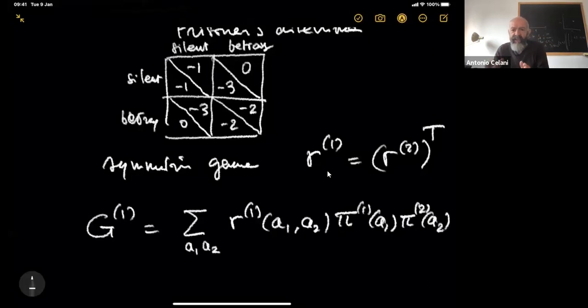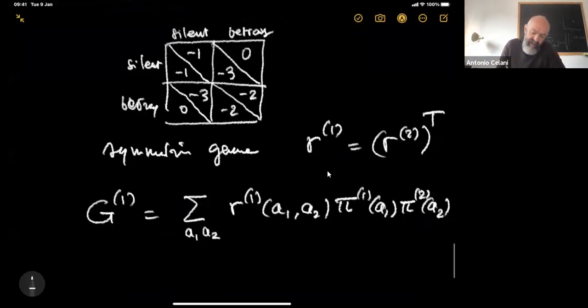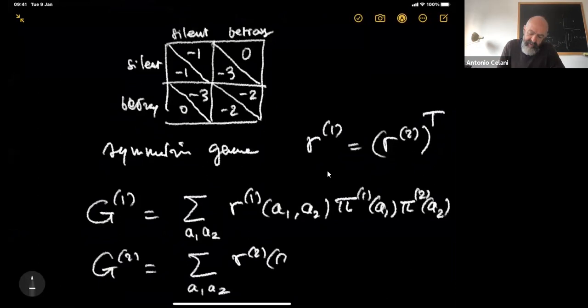times the policy adopted by agent 2. So you see, the fact that the policies appear in form of a product means that the actions are taken independently. So they cannot talk to each other and decide, okay, let's decide together what to do. Okay. In that case, they would find a different solution, possibly, in general. But here we focus in this case where these two are deciding independently and trying to find out the best solution. And this is what happens also for agent 2. But it sees a different payoff matrix.